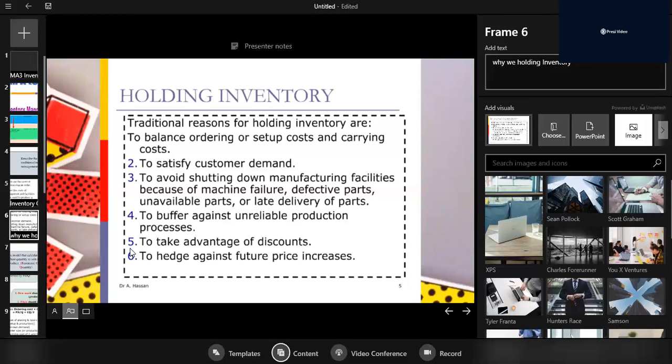So it's to take advantage of discounts, and to hedge against future prices. For example, you might be aware that the price of an item will increase in January, so you stock up on this particular item. So there are a variety of reasons why companies prefer to hold some inventory. Remember that next week in the tutorial we are going to cover these items, why companies prefer to hold inventory, and compare this with just-in-time, or how just-in-time tries to achieve all these objectives.